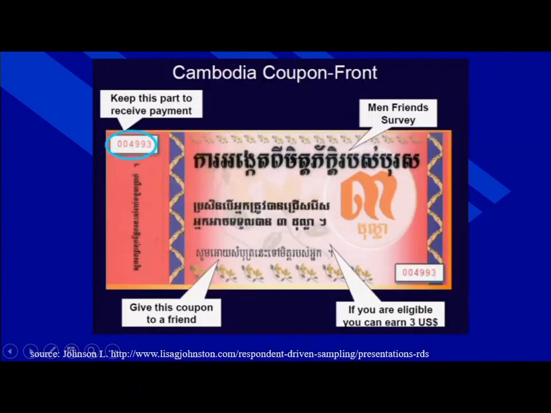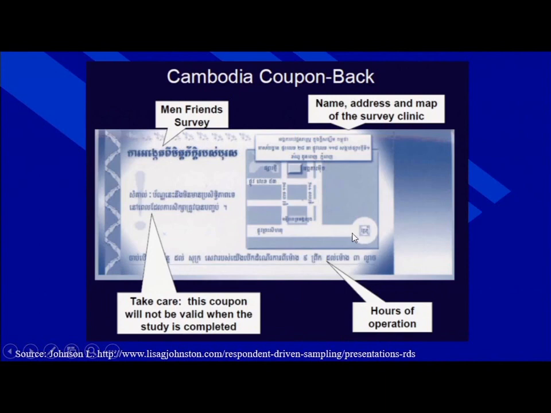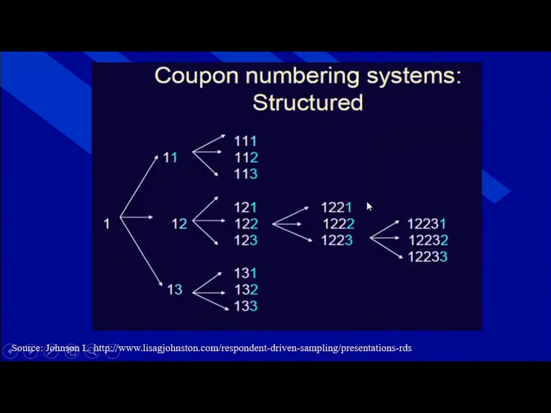So here is a coupon from Cambodia, and this actually comes from the work of Lisa Johnson that she has done in several countries. There is a number on the coupon, which you use to track the number of waves and to see who is referring whom. The name of the survey, people are required to give this to a friend, and the incentive that is being given, and here is then where people need to go, so it's back on the coupon.